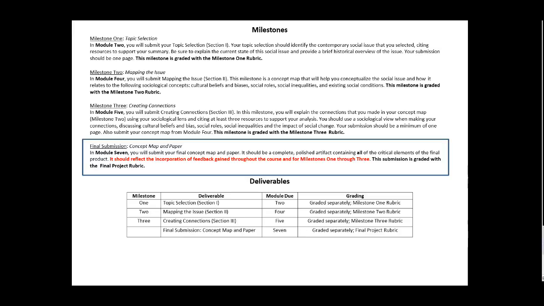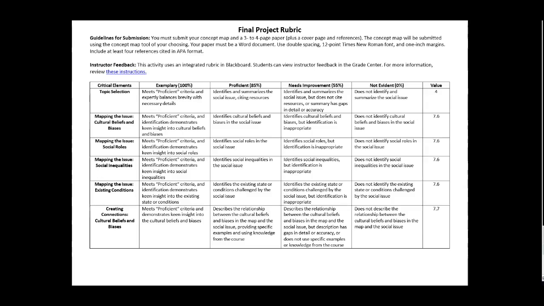And then I would point your attention to this language, the final project submission. It says it should reflect the incorporation of feedback gained throughout the course and from milestone 1 through 3. So I really tried to give you comprehensive and meaningful, deliberate feedback on your milestones for this very reason. You can find this feedback either in the embedded rubric or in the actual submission itself. You'll see that I commented on some of that stuff as well. So if you have any questions on that, please let me know. But you want to make sure you incorporate the feedback moving forward.